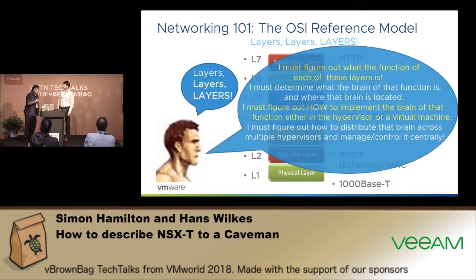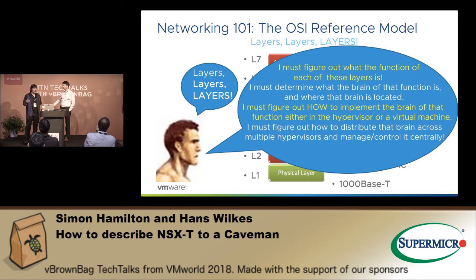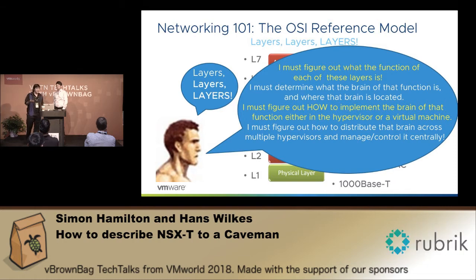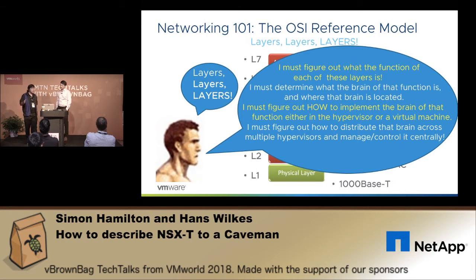So then we've got to reapply that methodology I said to you earlier about, you know, what's the function of each one of these layers? What is the brain of the function that is at that layer? How do I implement the brain of that function either in a hypervisor or a virtual machine? And I've got to figure out how to distribute that brain across multiple hypervisors and manage and control it centrally. Now in this presentation, we're not going to go through every layer and do that methodology. I'm only going to take you to layer 2, but remember that.